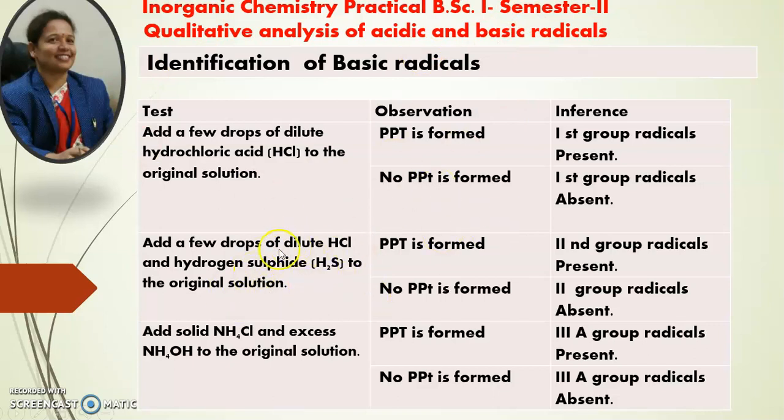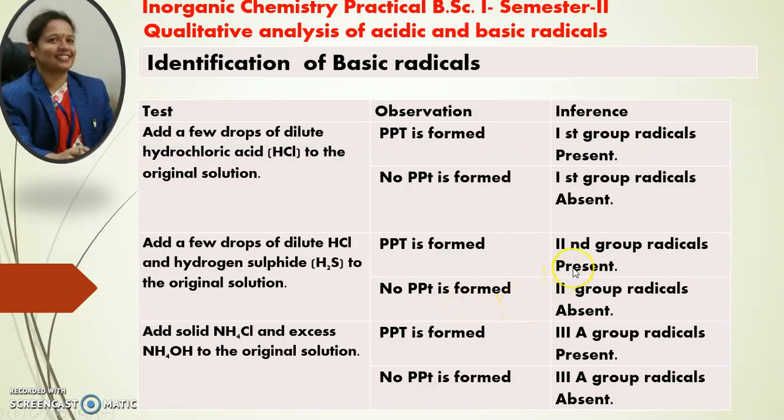Then for case of second group radical, after addition of dilute HCl, heat it and pass H2S gas through it. That is H2S gas, dilute HCl, hot dilute HCl and H2S gas. We can say that it is a group reagent for second group radical. This can be precipitated in the form of sulfide. If PPT is formed, again second group radical is present. If no PPT is formed, second group radicals are absent.